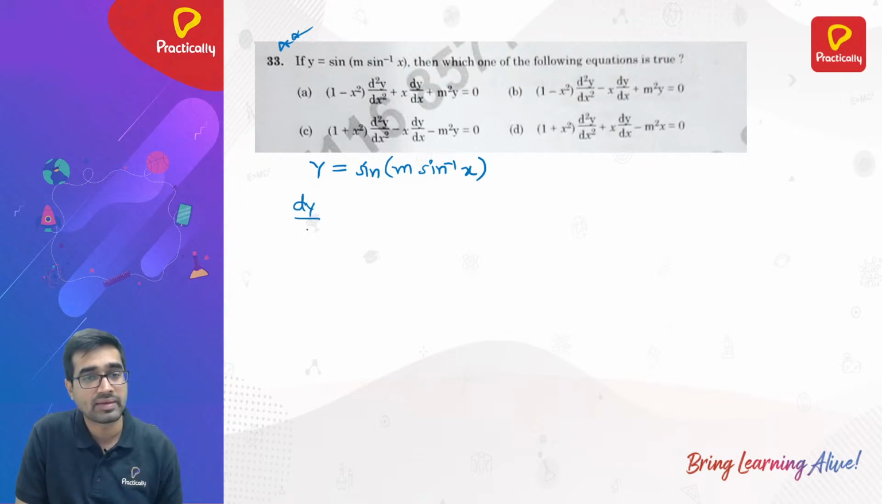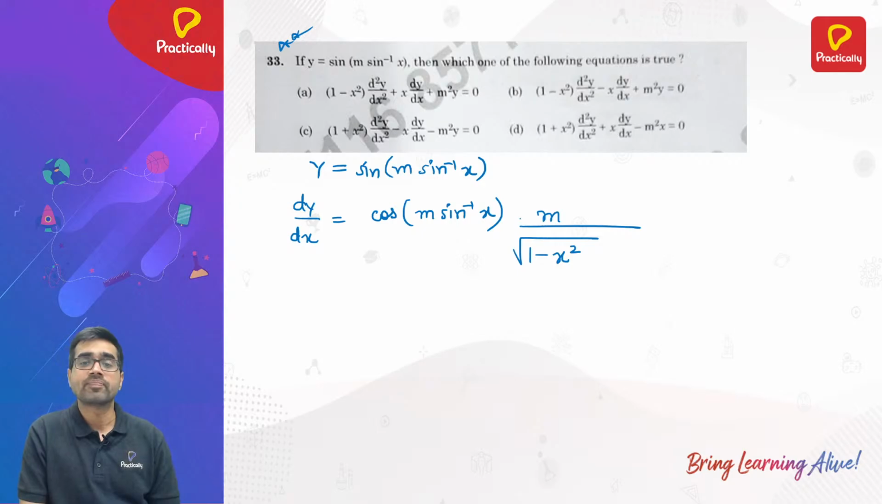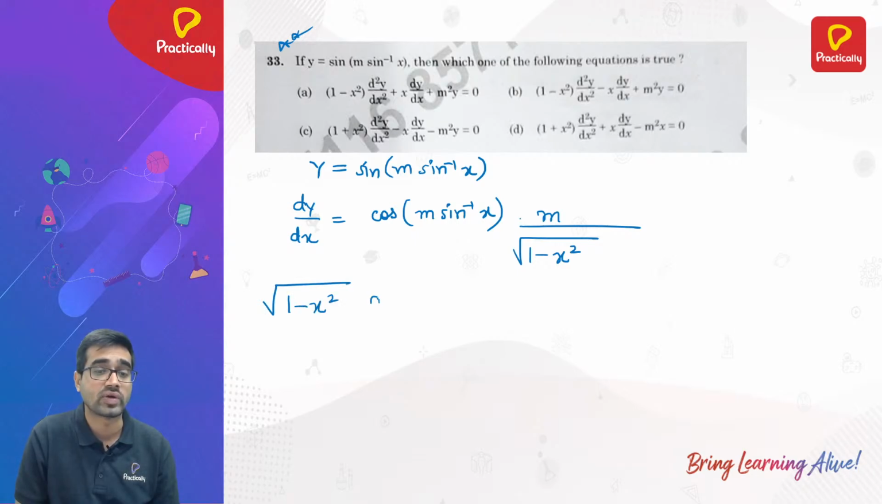So you will write dy by dx. It will be cos of m sine inverse x. Now the chain rule applies. You will get the derivative of m sine inverse x as m upon root over 1 minus x square. Now you send this 1 minus x square towards this side. It's a square root, so a troubling factor. So you get root 1 minus x square dy by dx equals m cos of m sine inverse x.